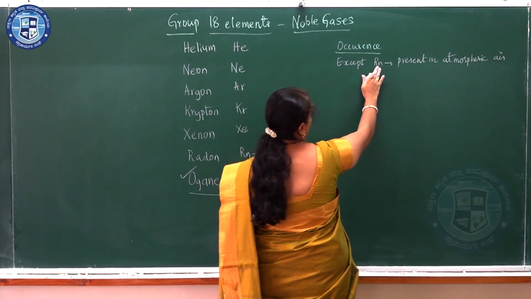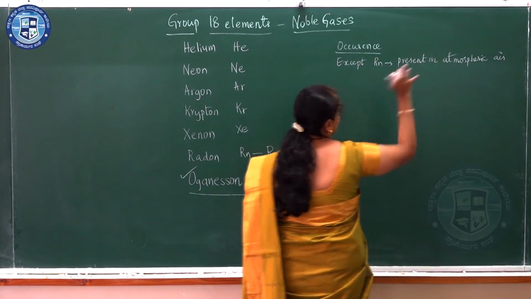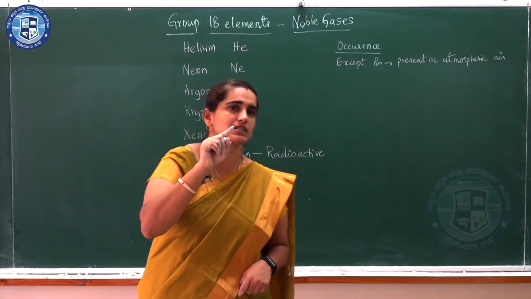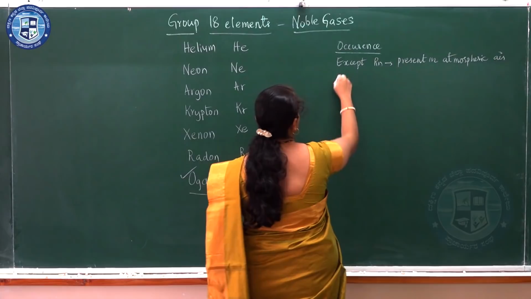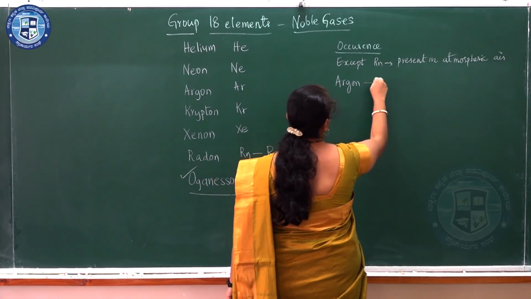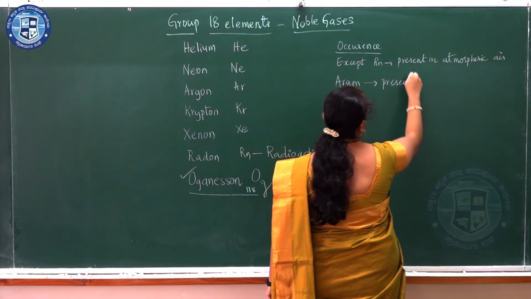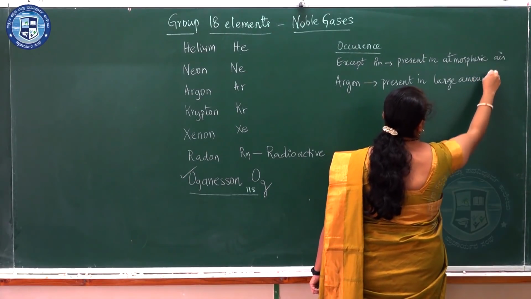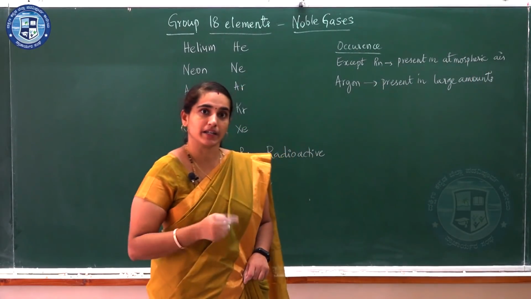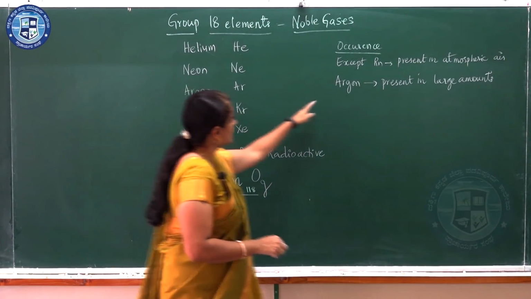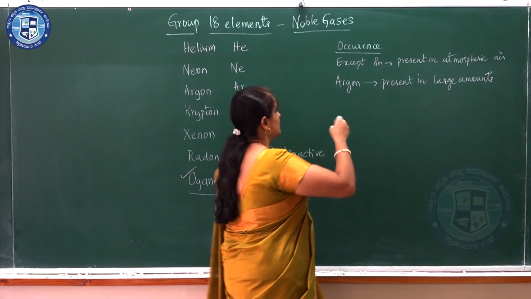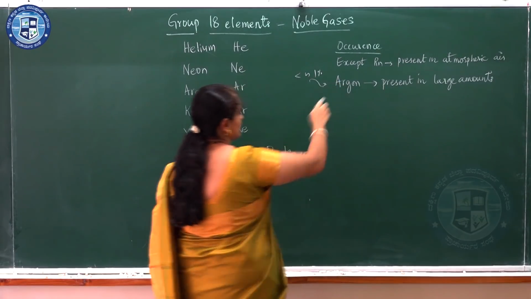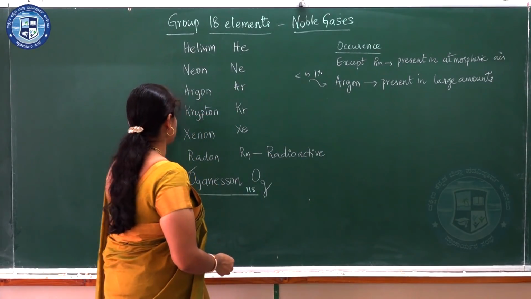Except radon, everything else is present in atmospheric air, but in very small amounts, less than even 1%. Among these, argon is usually present in large amounts. Since the total is so small, argon is present in somewhat greater proportion, less than 1%. Just remember around 1%. In that 1%, argon is the most abundant in comparison with these.